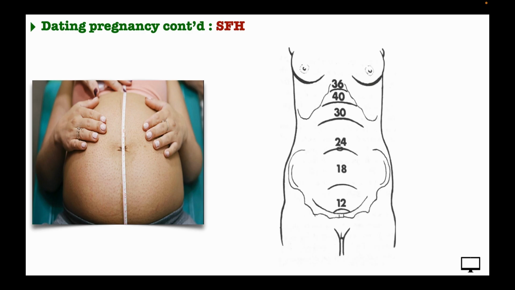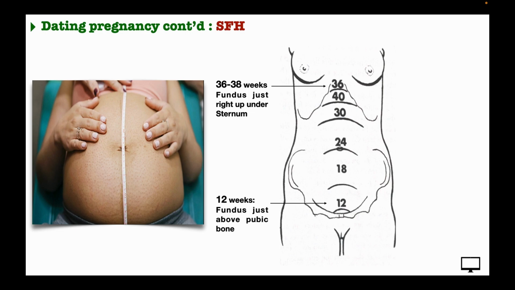On this image, what we see is that by the 12th week of gestation, the fundus is just above the pubic bone, and by the 24th week of gestation, we find the fundus exactly at the umbilicus. However, by the 36th to 38th week of gestation, the fundus is just right under the sternum, and by 40 weeks, that is by term, the fundus drops below the 38th week level, and this is because the presenting part has entered into the pelvis.